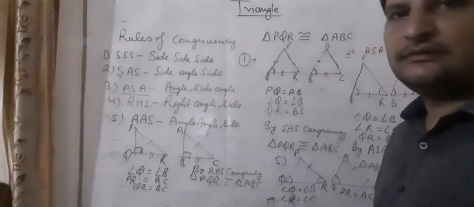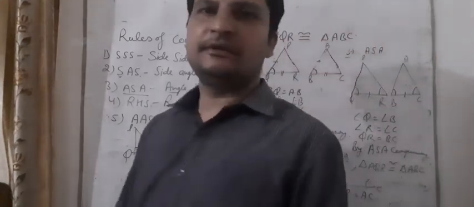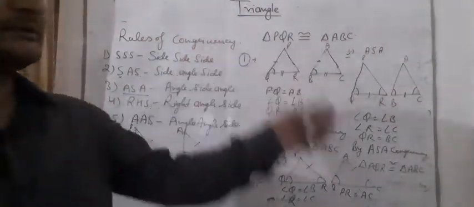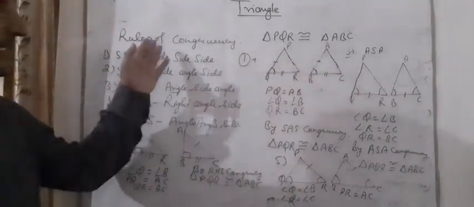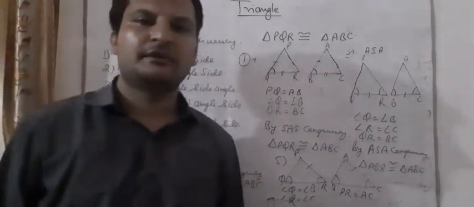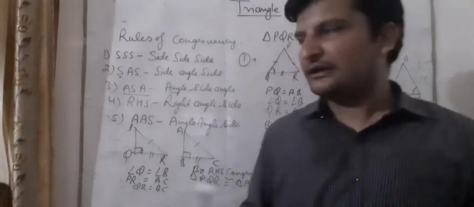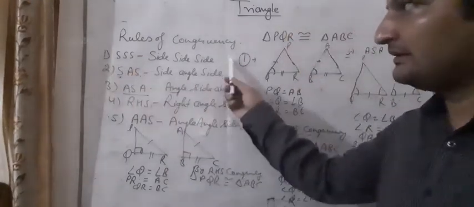So after this we will start chapter 7, and the name of chapter 7 is Triangle. So you have to write these in your fair notebook and practice these properties many times and learn them also.